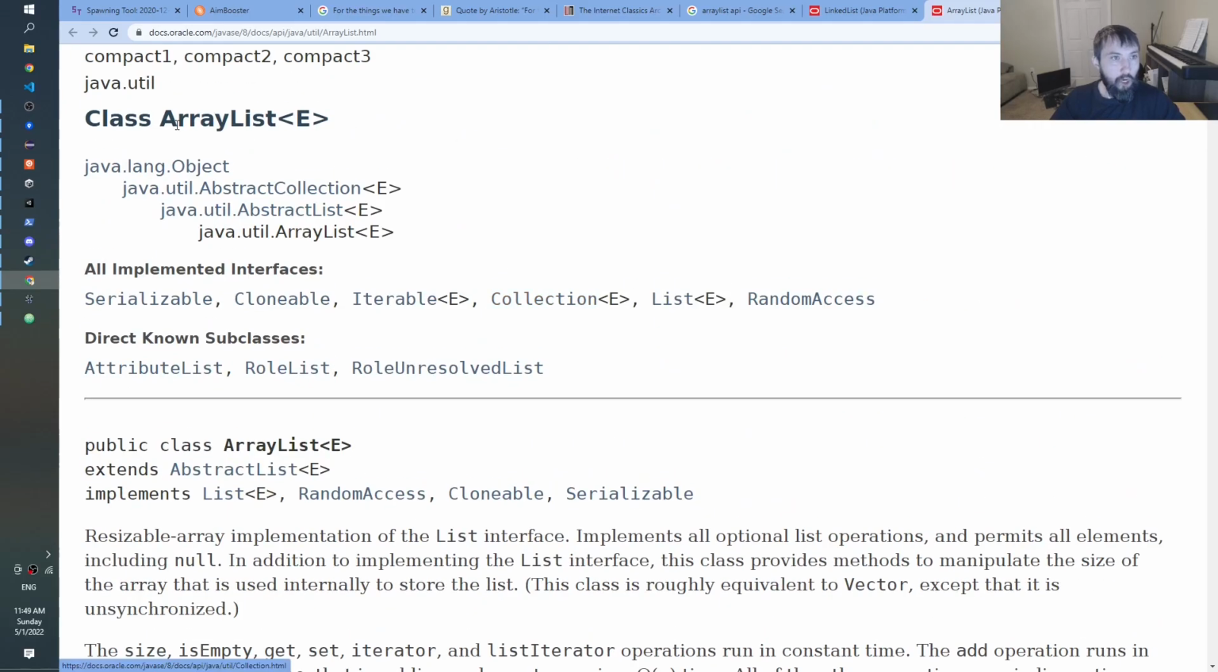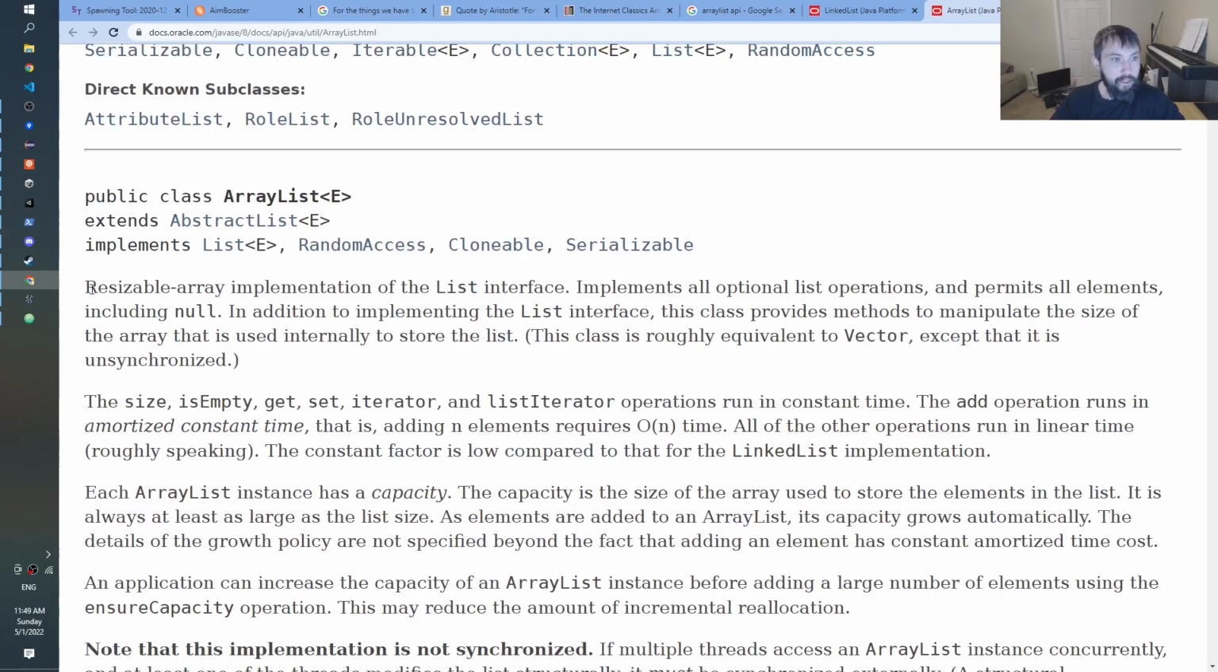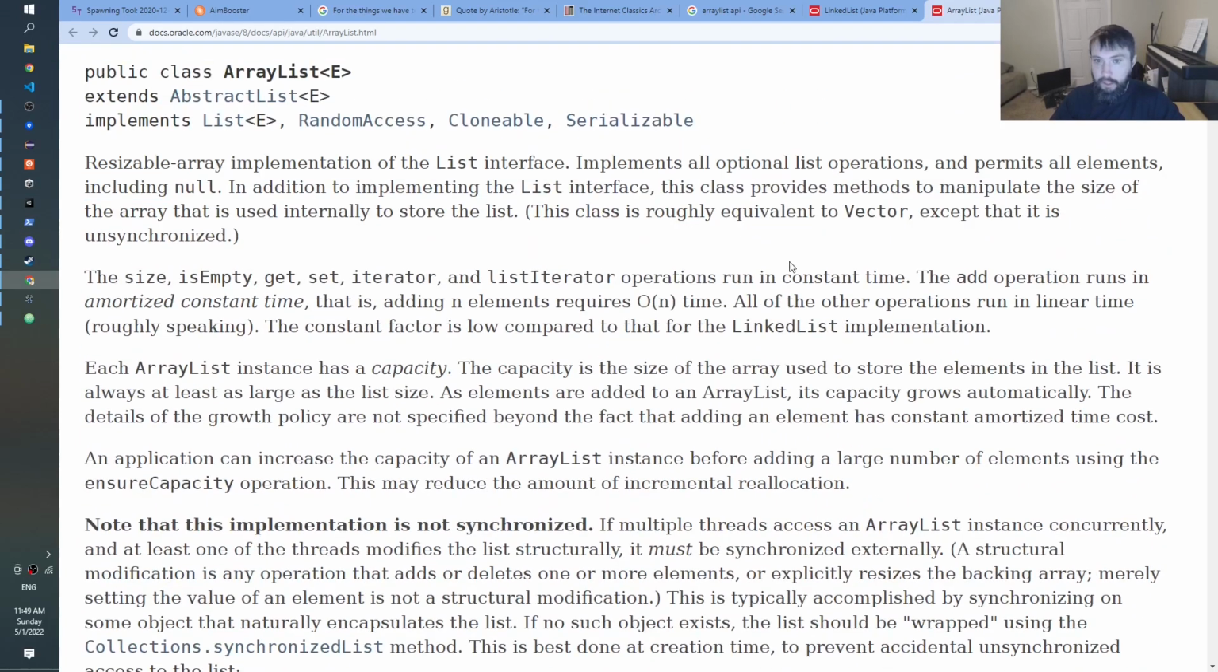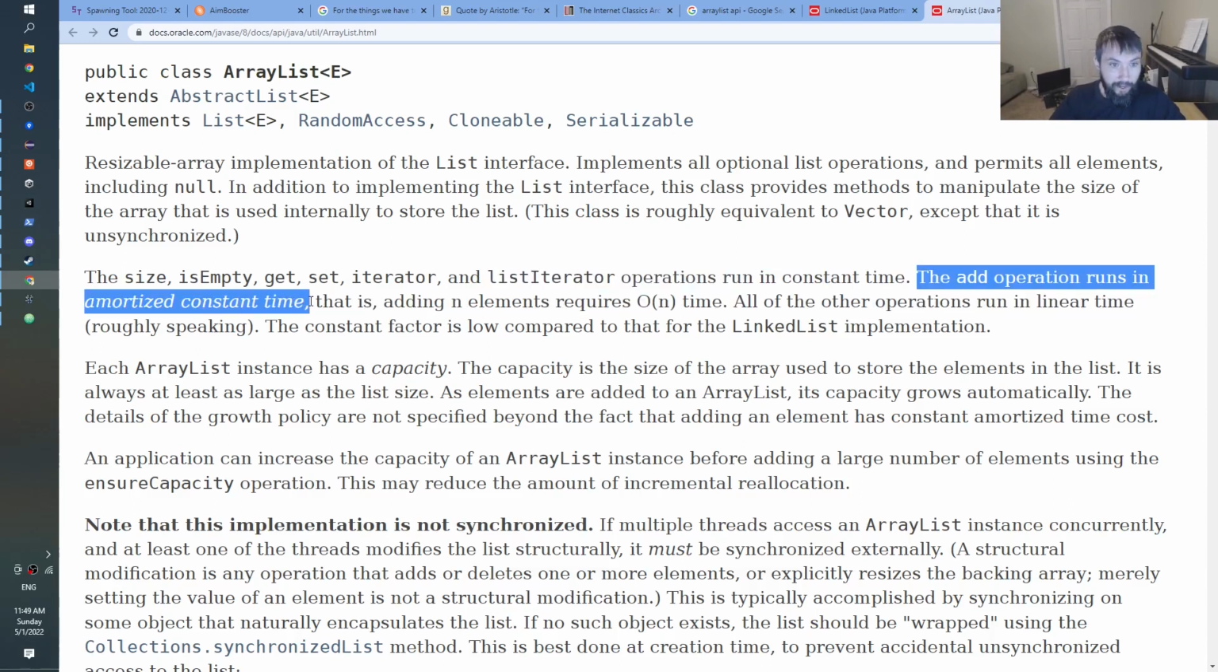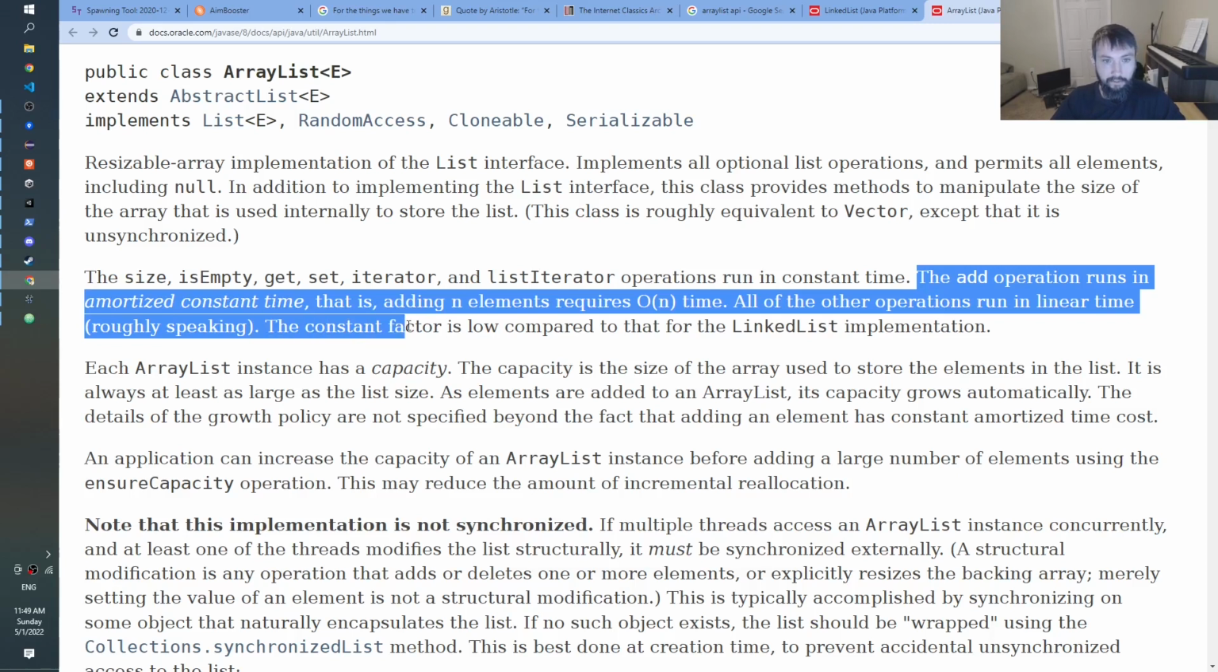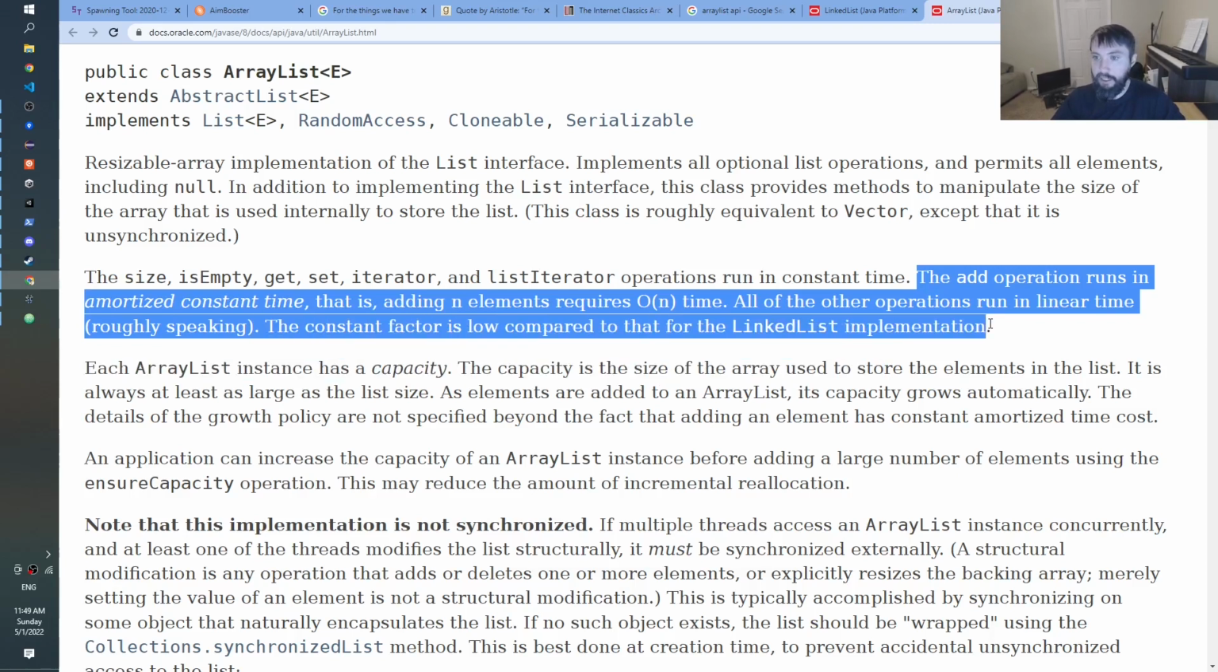So if you start reading down the ArrayList docs, you come up to a sentence like this, which I'll admit probably seems a little bit daunting, but let's read it together. The add operation runs in amortized constant time. That is, adding n elements requires O of n time. All of the other operations run in linear time, roughly speaking. The constant factor is low compared to that for linked list implementation. You do not have to understand all of that right now.